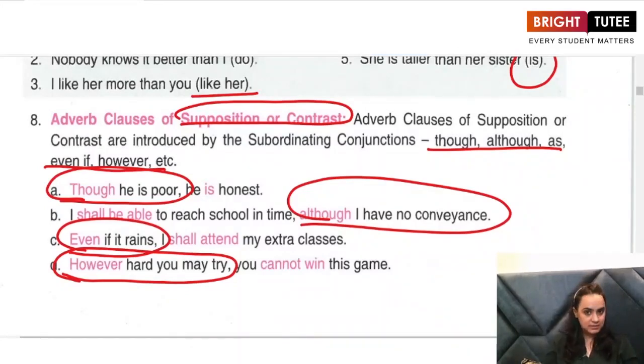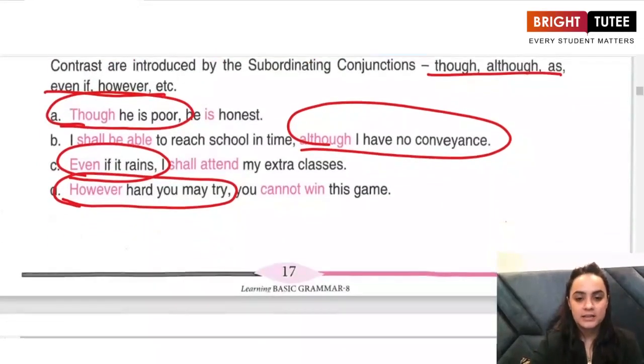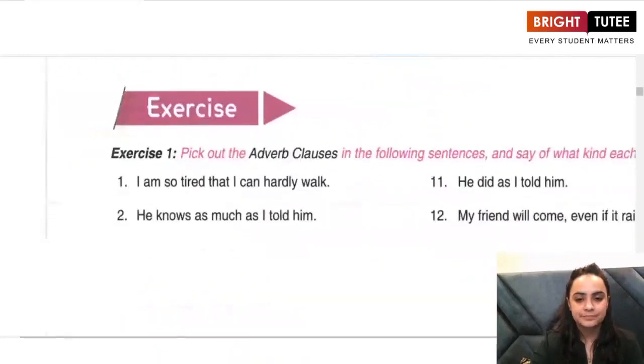So we've learned about the 8 types of adverb clauses. We have time, we have place, we have manner, then we have cause, we have effect, we have supposition, we have degrees of comparison, we have contrast. So these were the 8 different types of adverbs along with their examples that we learned in this chapter. Let us look at the exercises.